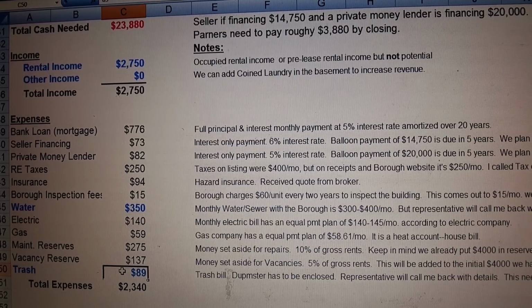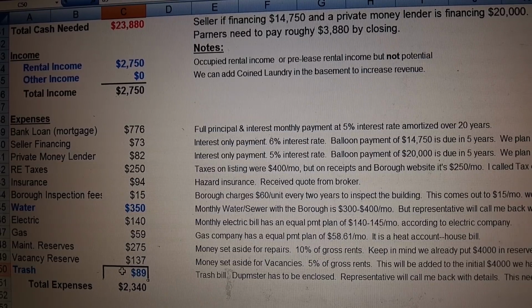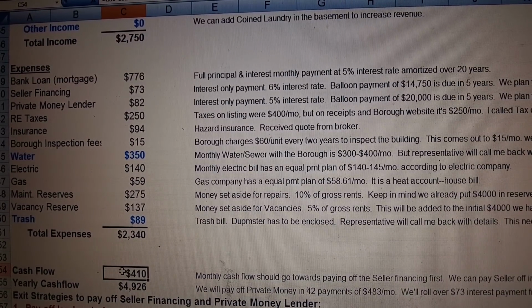And the trash bill is about $89 a month. It's in blue because I haven't verified it yet. So it just gives me a quick visual that I need to verify these two pieces of information. So from the onset, it looks like the total expenses are $2,340. Okay, so our monthly cash flow is about $410.